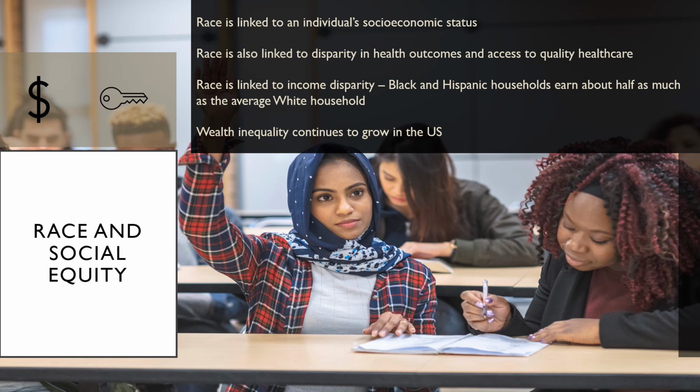And we know that wealth inequality continues to grow in the US. We know that we see a disproportionate amount of people of color represented in the criminal justice system. So we know that race can be a limiting factor when considering how someone is able to be successful and access resources in their community.